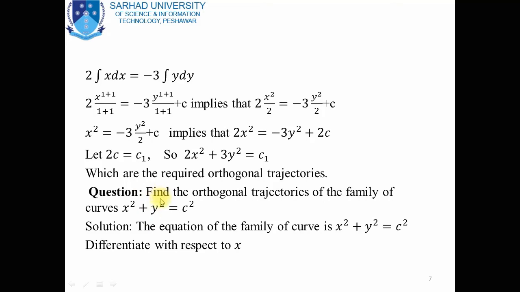It is given that an equation of a family of curves is given, and we need to find an equation of the orthogonal curves for this family of curves. So for this purpose, first of all, differentiate this equation. We will get the differential equation of this given family of curves, and then replace dy by dx with minus dx by dy in the differential equation. You will get the differential equation of the required orthogonal trajectory.